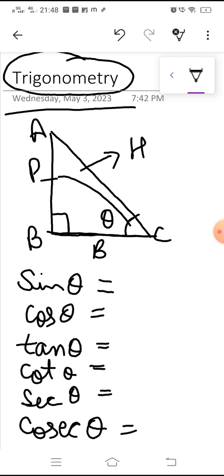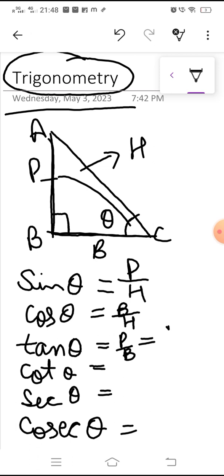Now what is sine theta? Sine theta is perpendicular upon hypotenuse. Simply, sine theta is equal to perpendicular upon hypotenuse. That means AB upon AC. Cos theta is equal to base upon hypotenuse. What is tan theta? Tan theta is equal to perpendicular upon base, right? Or we can say tan theta is equal to sine theta upon cos theta. When you write the values of sine theta and cos theta, you will get p by b.